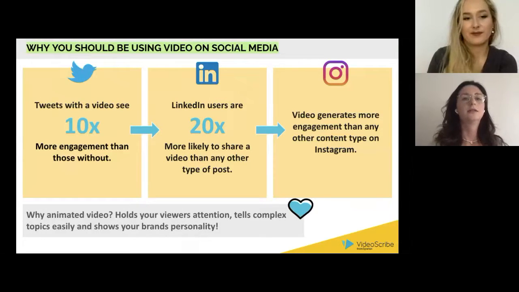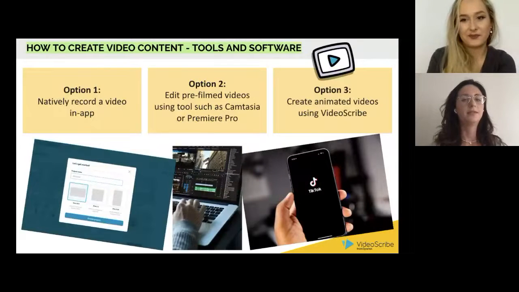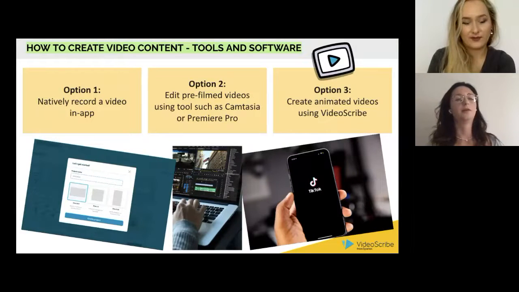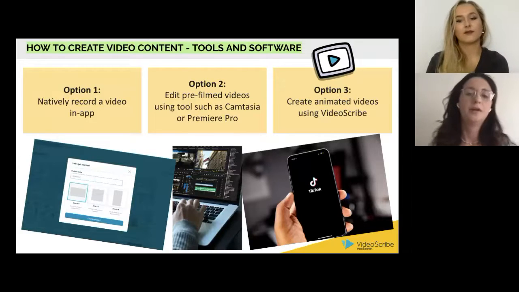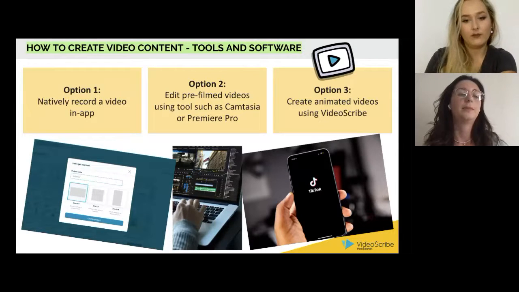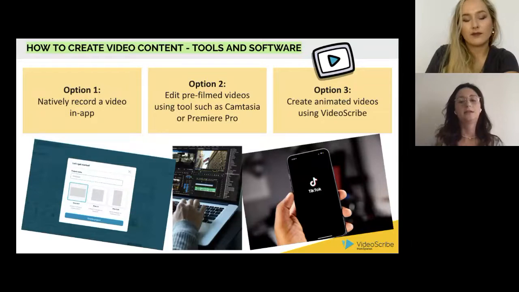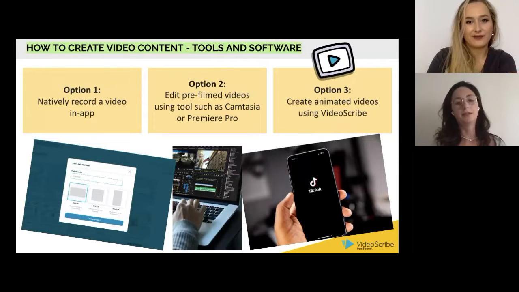So if we go to the next slide. Before we get into using VideoScribe, I thought I would just touch on the 3 options for creating video content. And these are the options I use. I don't always use VideoScribe for my social channels. So for example, option 1 is natively recording a video in the app itself. And this is the best option for platforms like TikTok, for example. We started a TikTok channel, I think it was about a month ago now, and we are mainly recording natively in the app itself.